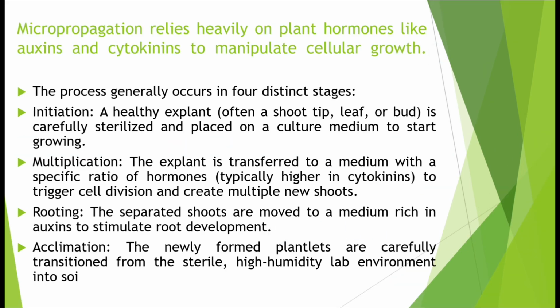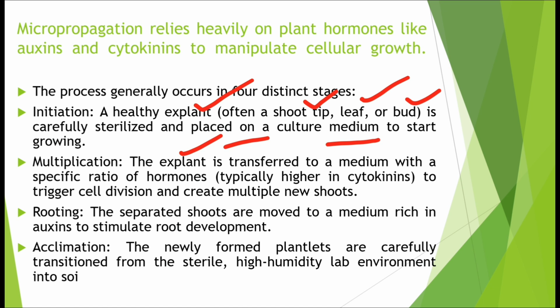At first, initiation. We have to collect a healthy plant explant like shoot tip, leaf or bud. It is carefully sterilized after collection and placed on a culture medium to start the process of multiplication. Next, multiplication or growing process. The explant is then transferred to a medium with a specific ratio of hormones. So generally the auxin and cytokinin ratio plays an important role because cytokinin is required for shoot growth and auxin is required for root growth, root development.